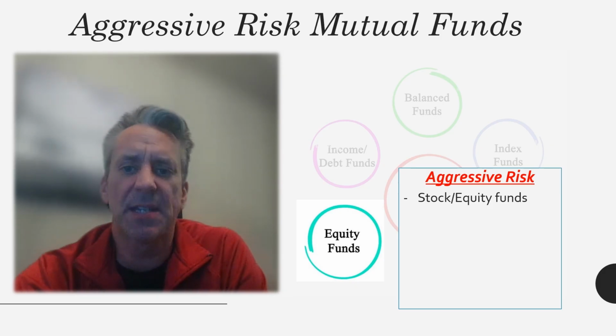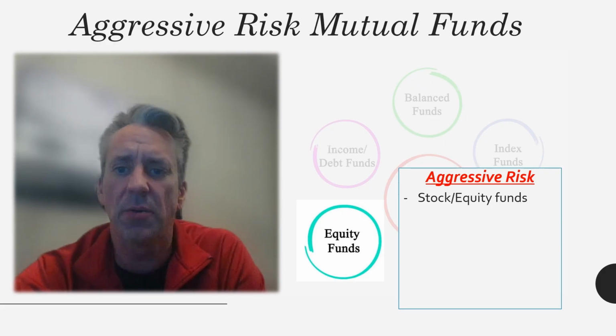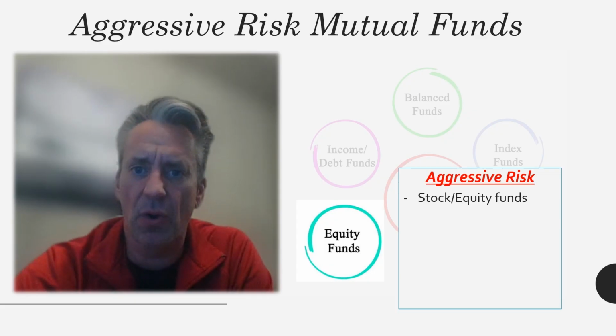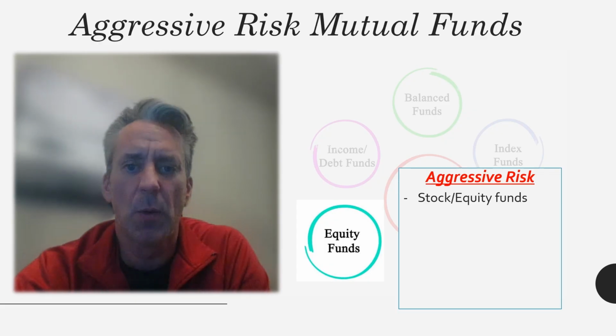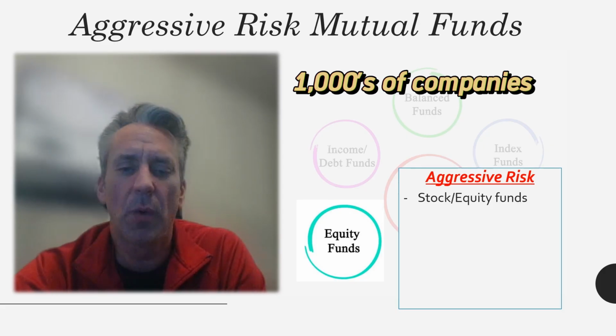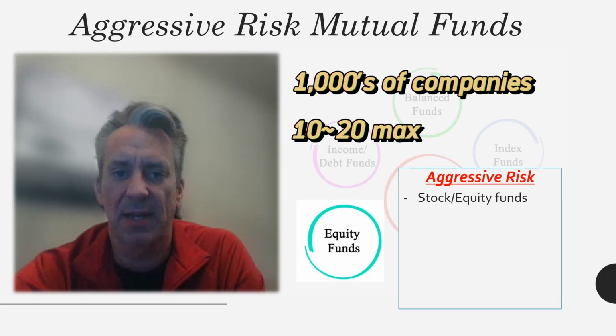The biggest difference would be that the equity fund could have 10 to 100 companies within the mutual fund, and diversification across multiple mutual funds would expose you to thousands of companies, whereas diversification in the stock market would be more like 10 to 20 companies max.